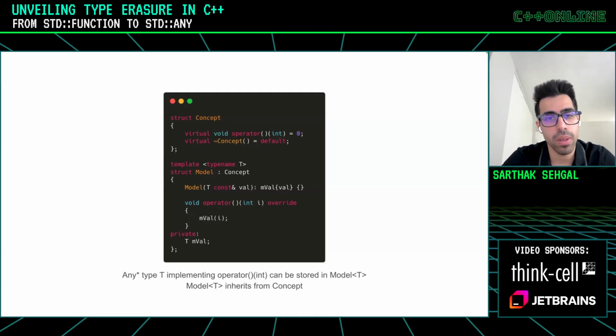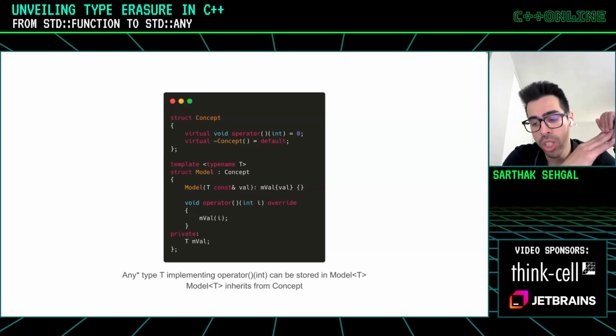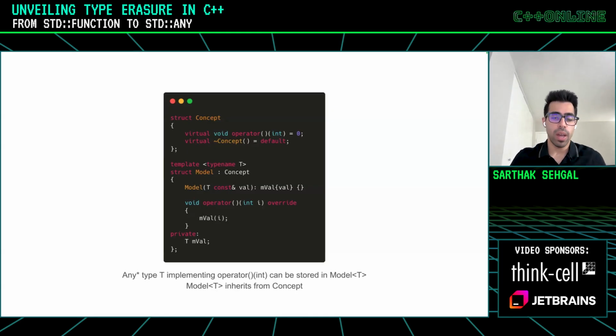Now, why are we even looking at all of this? If you notice that with this concept and model hierarchy, what we've achieved is that any type model T, as long as T is copy constructible and implements this function call operator, takes an integer and returns void, can be assigned to a pointer of type concept, because all the types model T inherit from concept. That's the beauty of this design.